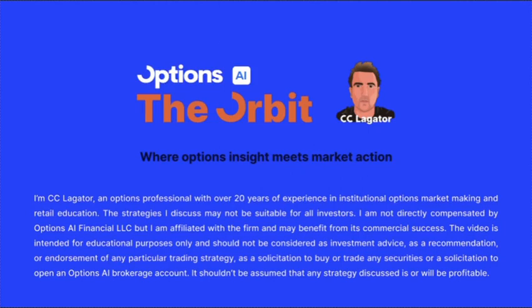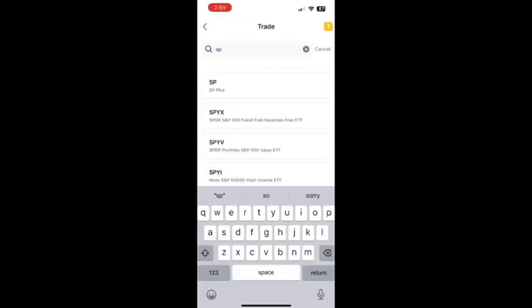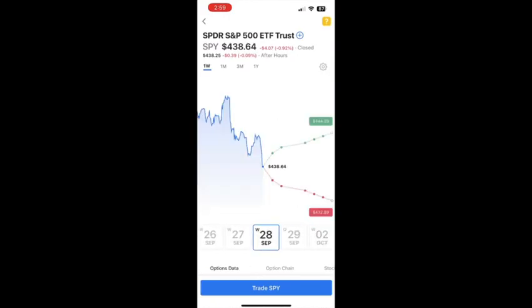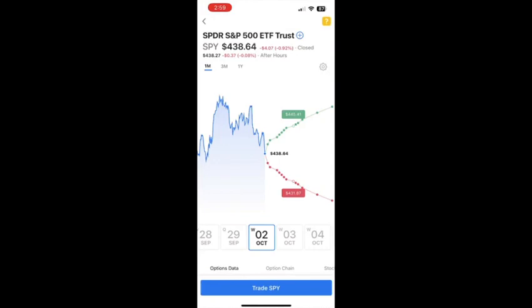Today I want to talk about an often used strategy in 0DTE trading, same day expiry, an Iron Condor. And I'll show you how that's done on the Options AI platform and how to trade manage. First things first, we're using the Options AI mobile app here, typing in SPY and picking an expiry to generate a Condor trade.